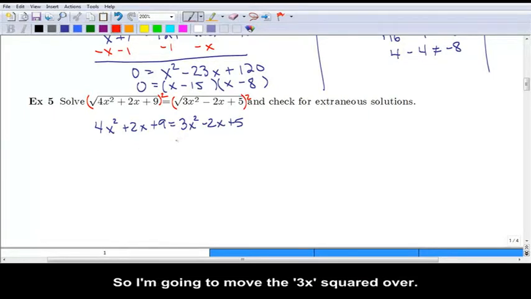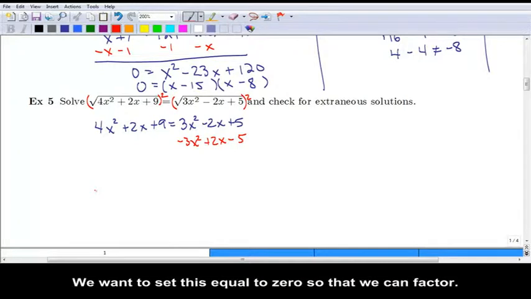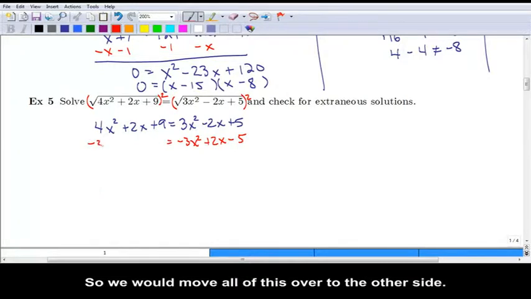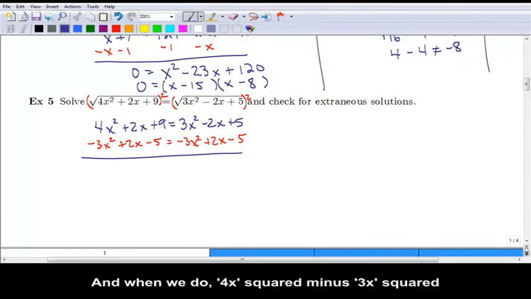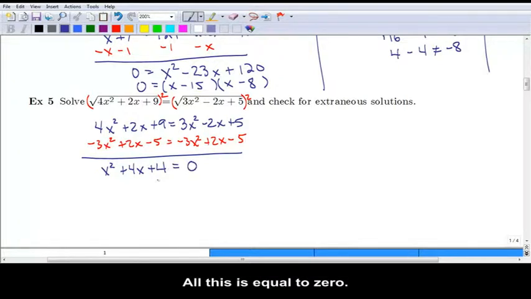So I'm going to move the 3x squared over. I'm going to add the 2x, and I'm going to subtract the 5 to get everything. We want to set this equal to 0 so that we can factor. So we would move all of this over to the other side. And when we do, 4x squared minus 3x squared is going to leave us with an x squared. 2x plus 2x is going to give us a 4x, and 9 minus 5 is going to give us a plus 4. All of this is equal to 0.